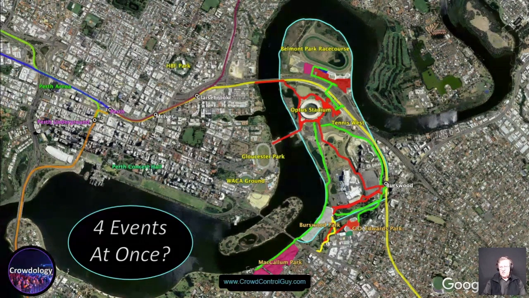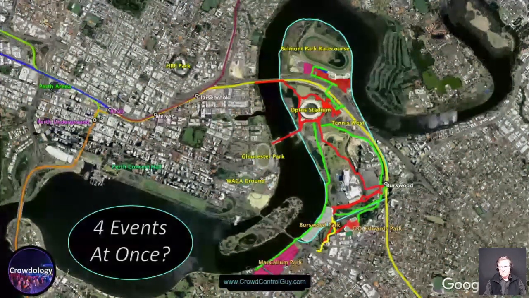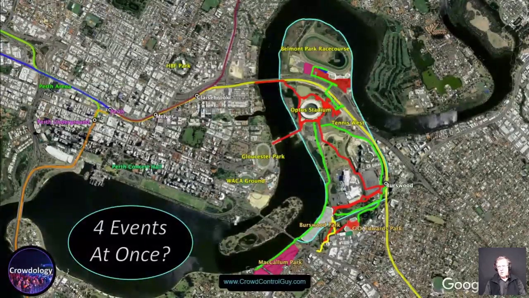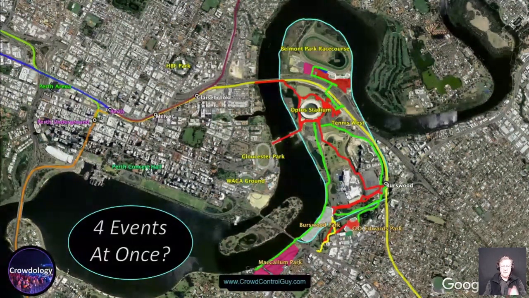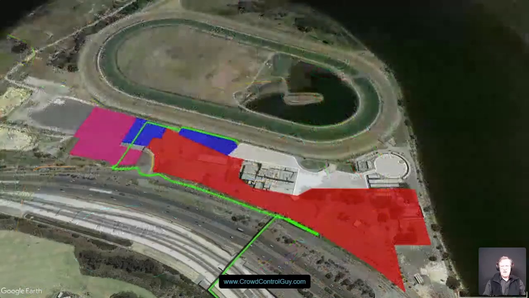So I will revisit this in about 5 minutes. So basically, if these four events all happened at once, what would happen to the infrastructure? What would happen to the public transport system? You've got the cricket ground there, the WACA. The trots are usually at night. You've got HBF Park, where the soccer is held. You've got the Perth Arena, 15,000. You've got 30,000. Could the city cope?